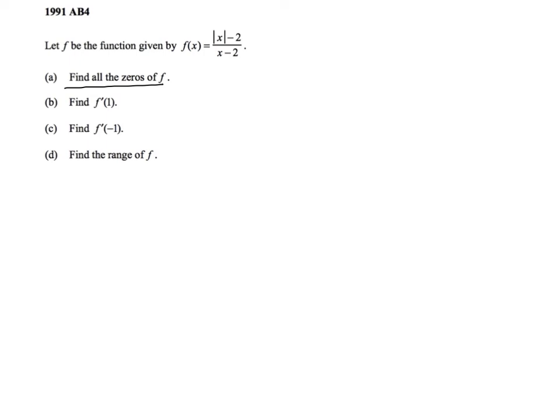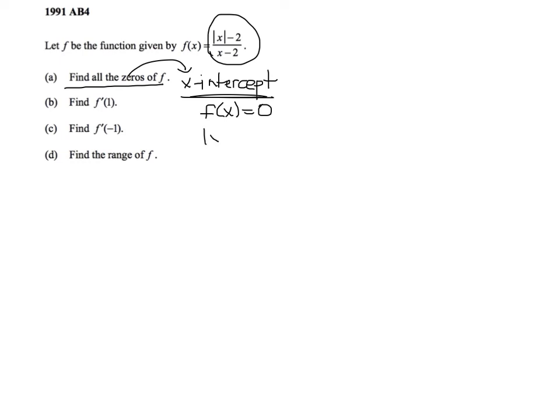Well, how do we find zeros? Zeros are really x-intercepts. So when I'm looking for an x-intercept, I'm just looking for where the graph crosses the x-axis. So what I want to do is figure out where f of x equals 0. And if I want to do that, I want to figure out where this fraction equals 0. So when I do that, I'm going to have the absolute value of x minus 2 over x minus 2, and I'm going to set that equal to 0.